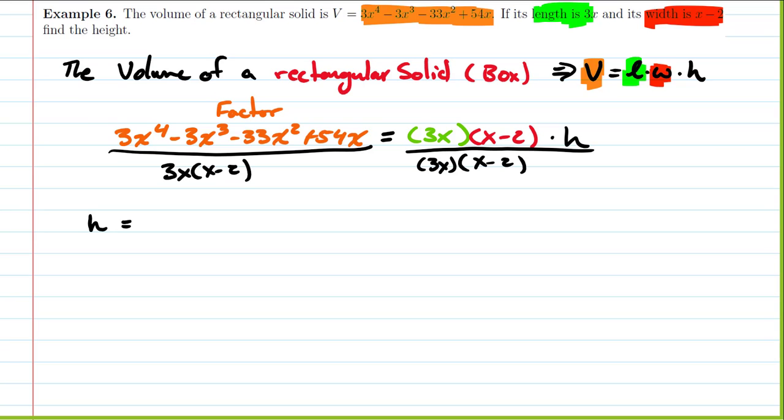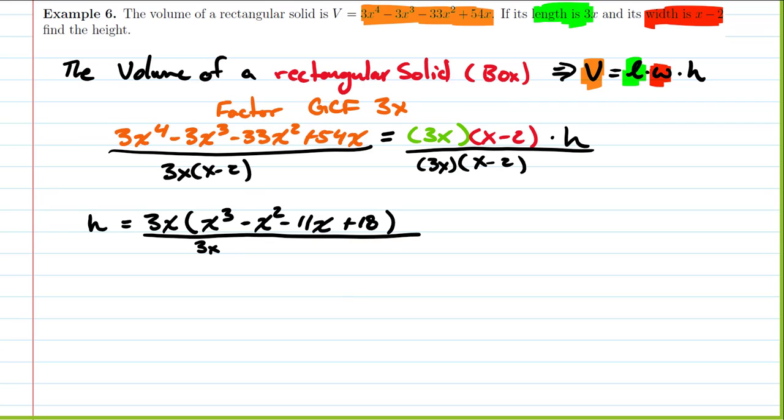So in 3x to the fourth minus 3x cubed minus 33x squared plus 54x, we'll notice immediately that we have a greatest common factor of 3x. So we factor out our GCF, 3x, and that's going to leave behind x cubed minus x squared minus 11x plus 18, since 3 goes into 54 18 times, all over our 3x and our x minus 2. So those 3x are going to reduce out.